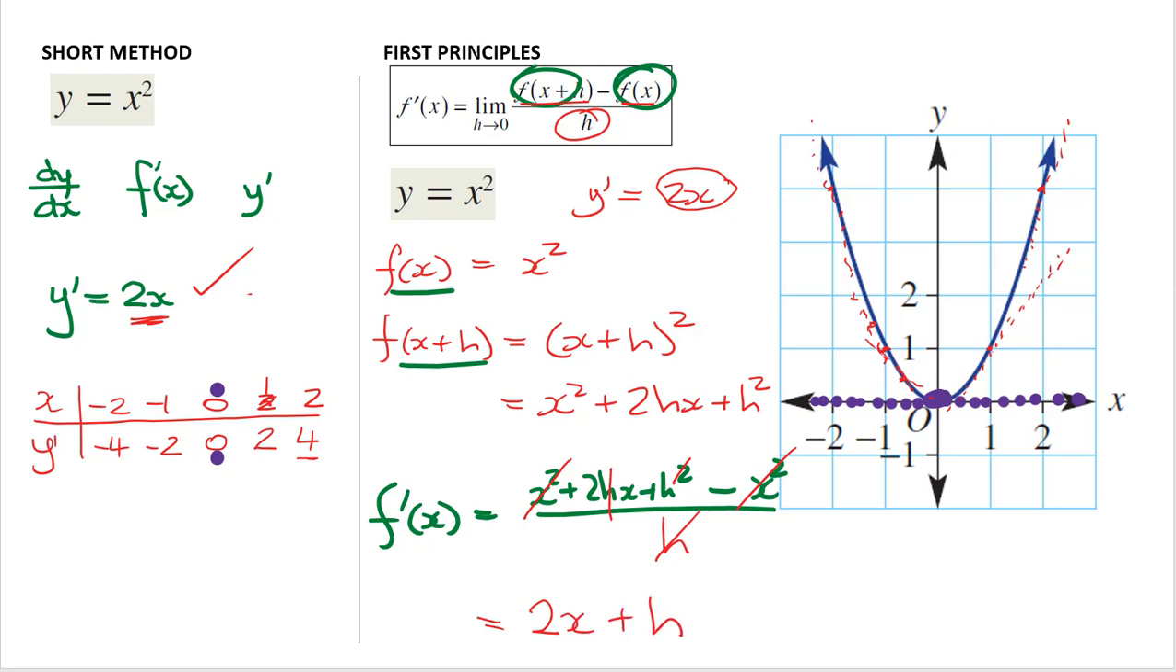Our last little part there was to do this limit. The limit is h equals 0. Basically, we're going to substitute h equals 0. And if we do that, we're going to be left with our final answer, which we knew before we even started this bit, that the first derivative, the gradient function of x squared, is equal to 2x.